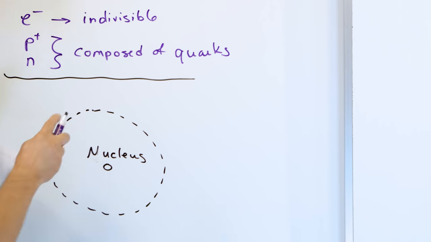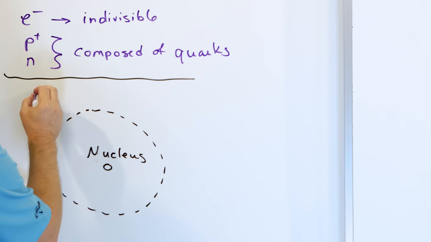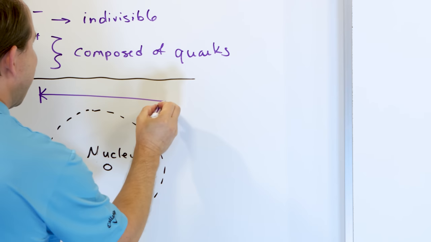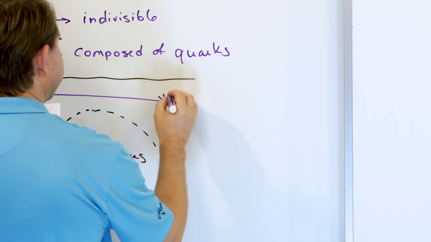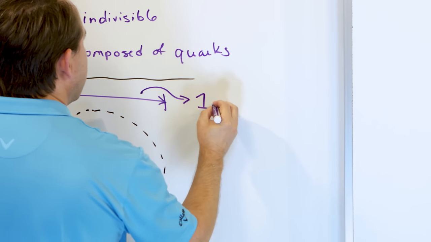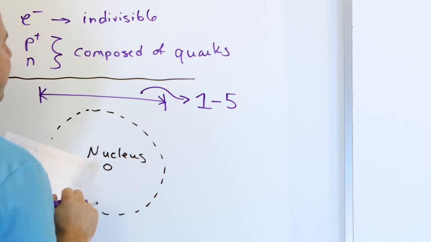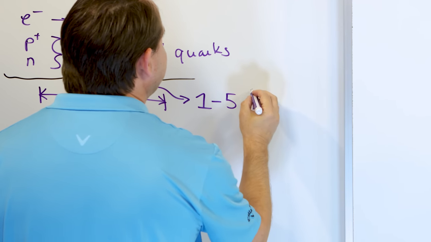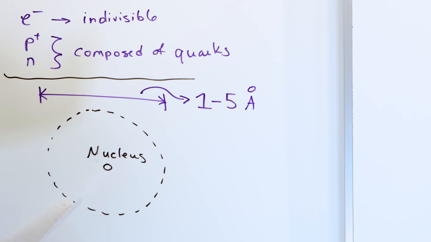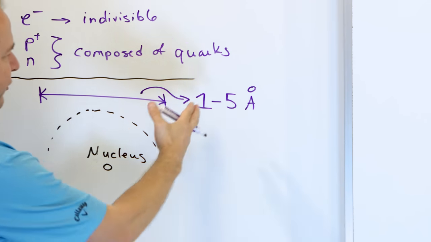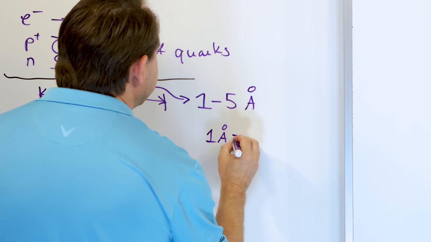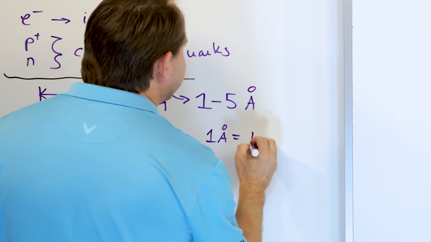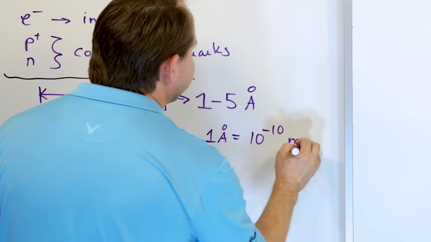And what we figure out is that the size of this atom, from edge to edge of what we're calling the boundary of where all the electrons live, is somewhere in the neighborhood of 1 to 5, and we have a new unit I'm going to introduce to you called the angstrom. It's an A with a little circle on top. 1 to 5 angstroms. You're like, what's an angstrom? Well, one angstrom is a useful unit in chemistry and in physics. It's equal to 10 to the minus 10 meters.